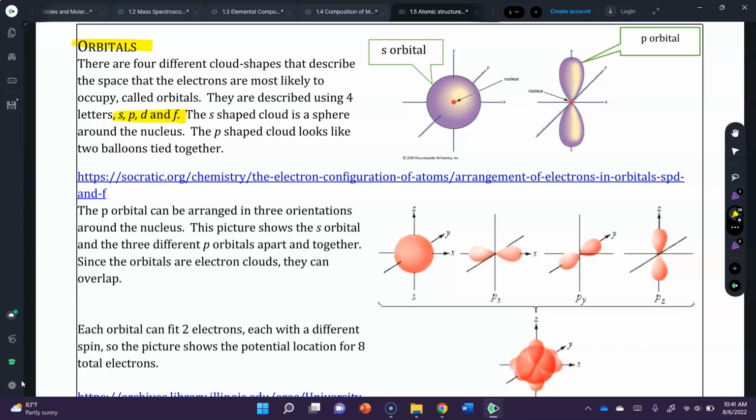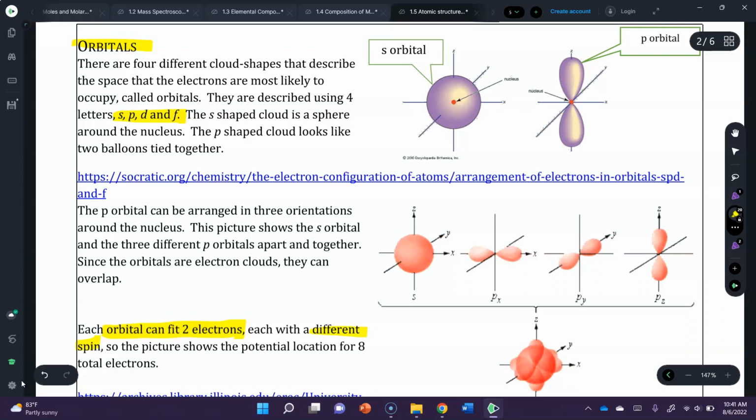So that P orbital is kind of a propeller shape. Okay, the P orbital can be arranged in 3 orientations around the nucleus. This picture shows the S orbital and the 3 different P orbitals apart and together. Since the orbitals are electron clouds, they do and can overlap. Each orbital can fit 2 electrons with different spins.